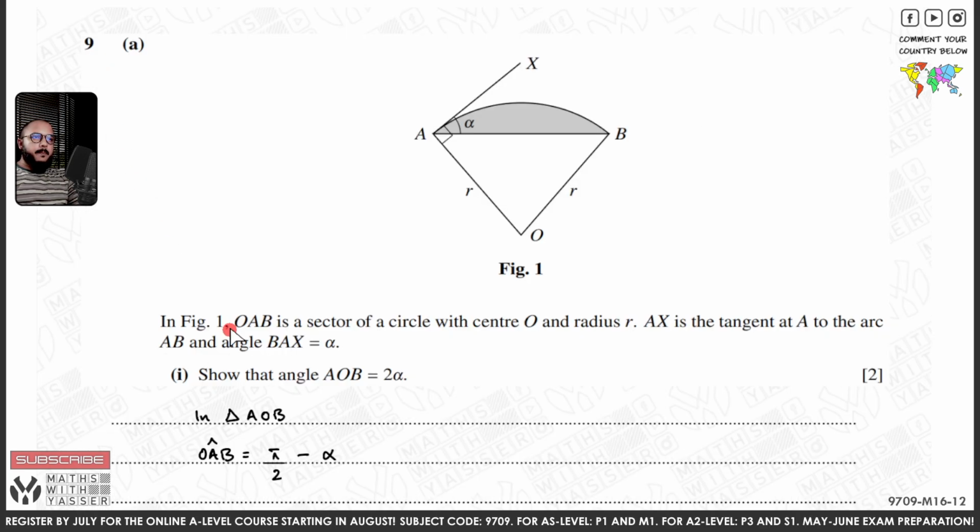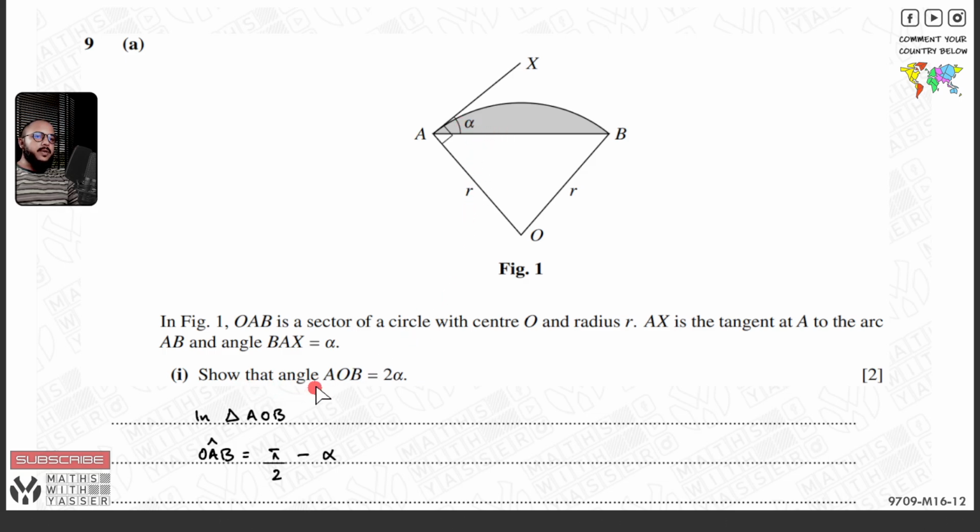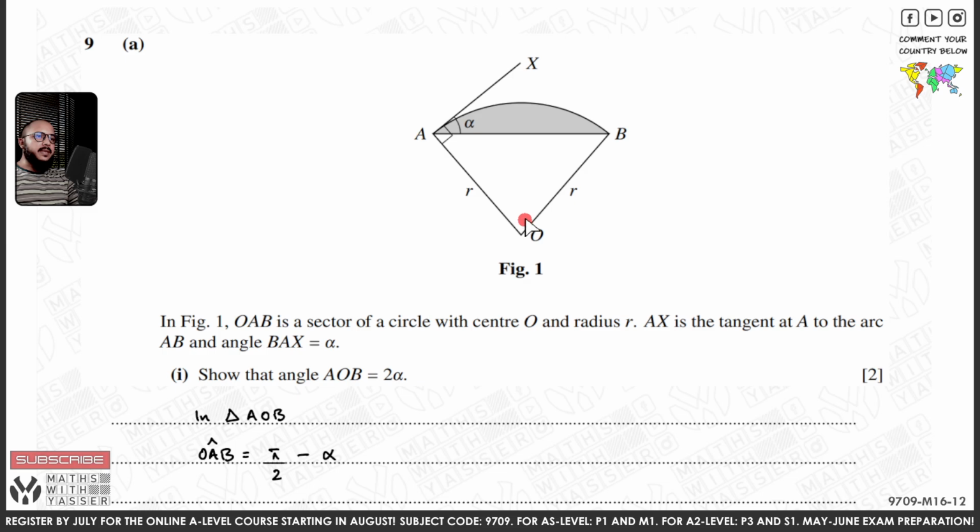Question number 9. In figure 1, OAB is a sector of a circle with center O and radius r. AX is the tangent at A to the arc AB, they are talking about this arc. The angle BAX is alpha. We need to show that angle AOB is 2 alpha.